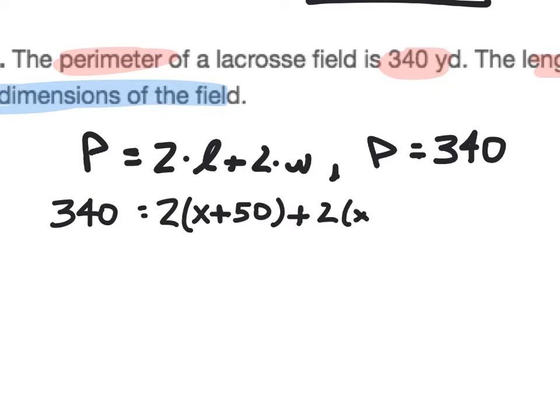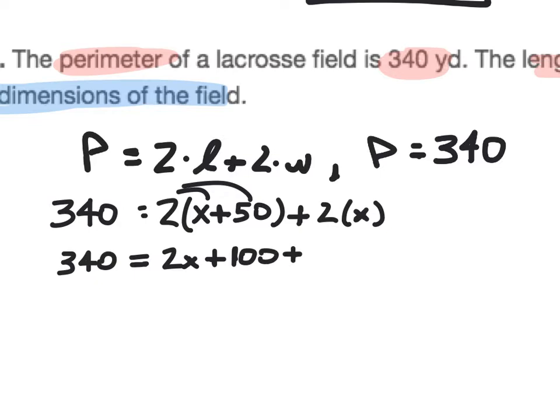And so what I'm going to do is solve for x. I'm going to distribute my 2 here. So I get 340 is equal to 2 times x, so 2x, and then 2 times 50, which is 100, and then plus another 2x. Now I'm going to combine my like terms. Keep my equal sign there. 2x added to 2x is going to give me 4x, plus 100, and that's going to equal 340.